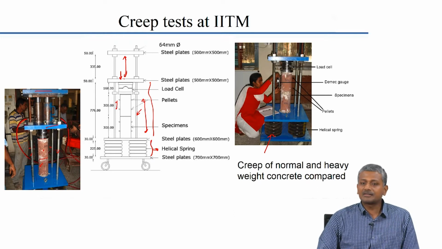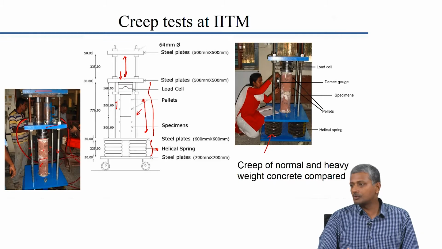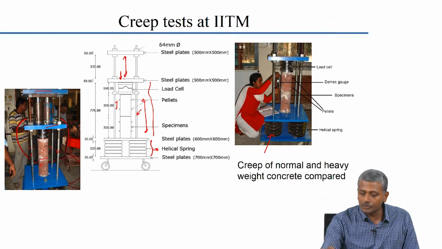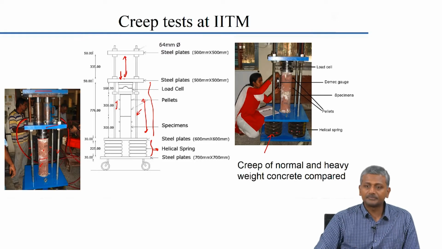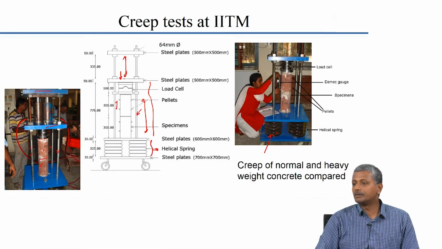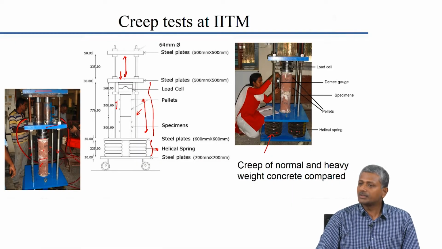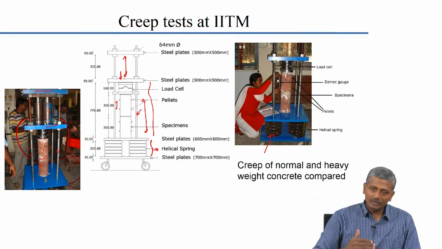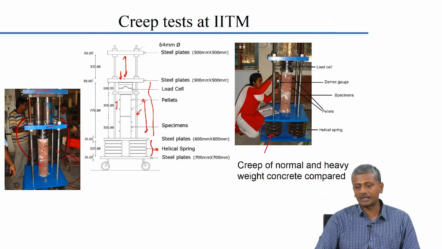Now, these are extremely stiff springs that are actually used for railway axles, okay, and we purchased them from the Integral Coach Factory in Perambur. For each frame we have 4 springs, 2 in the front and 2 at the back, so that these can accumulate the deformation that is happening in the concrete specimens. There are also other designs available for creep cells, where instead of springs people use compressed nitrogen gas cylinders, where the accumulation of the deformation is because of the displacement of the nitrogen gas.